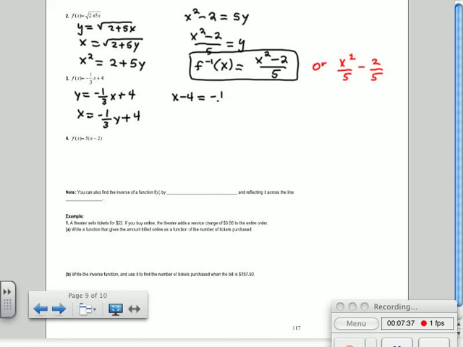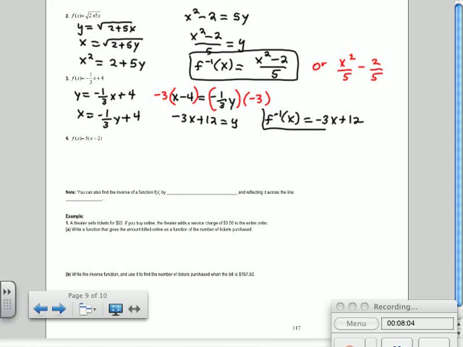And this is the part where most people get confused. They don't know how to get rid of the negative 1/3. So if you're going to get rid of a negative 1/3, just multiply both sides by negative 3, so by the reciprocal. When you do that, you get negative 3x plus 12 equals y. So that means f inverse of x equals negative 3x plus 12. Or you could say 12 minus 3x as well. I think most of you guys got it.